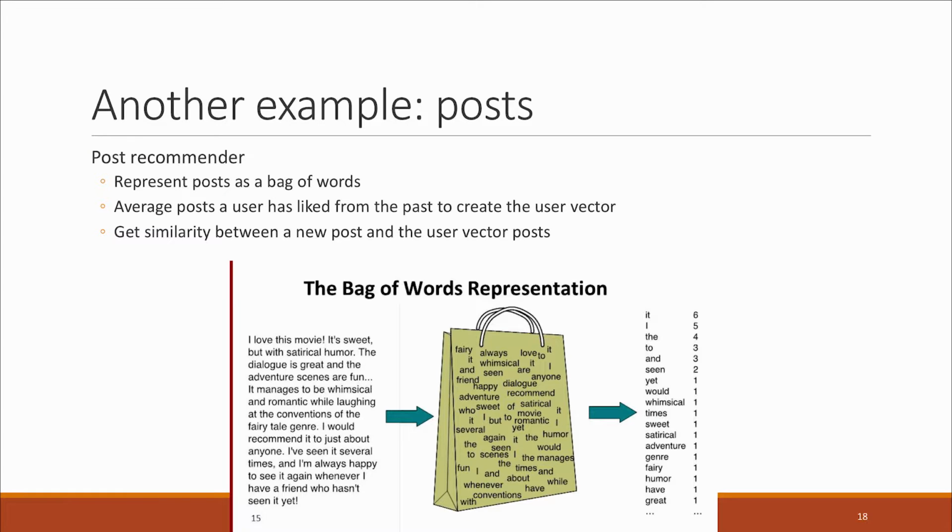So let's see another example. Let's say that we want to recommend posts. So a post recommender represents posts as a bag of words, and we can average those bags of words from the user's past in order to find out what kind of posts the user likes. So again, if each post is described by a bag of words and the user has read, let's say, 100 posts, we just average this. So when a new post comes along, we can calculate the similarity between this post and the user vector.